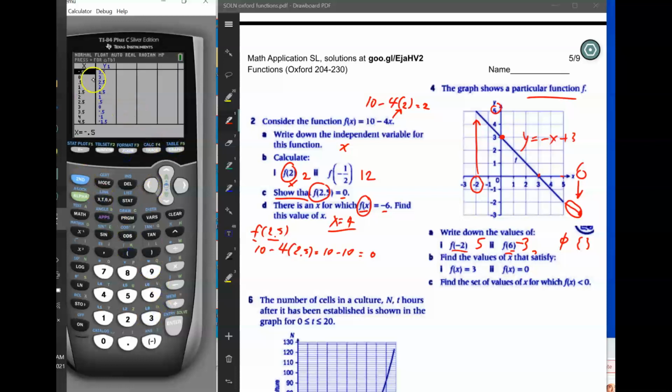And I'm still in this weird mode where I'm jumping by 0.5s. If I want to change back to jumping by 1s, I'm going to do second table set. And then I'm going to change table start to 0, and delta table to 0. Change both to 0. Not 0. Delta table should be 1. Table start should be 0, or some other integer.